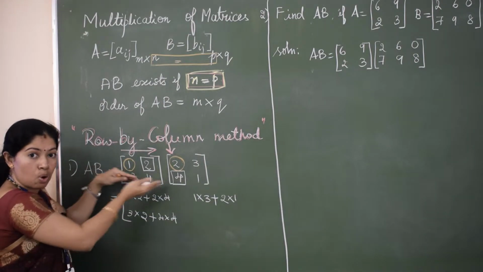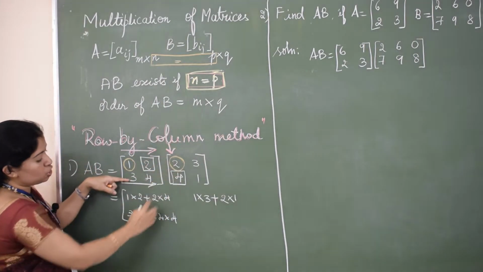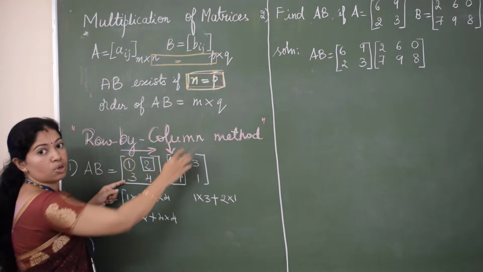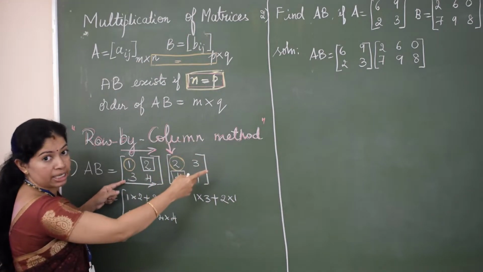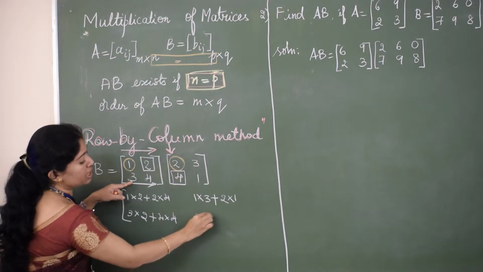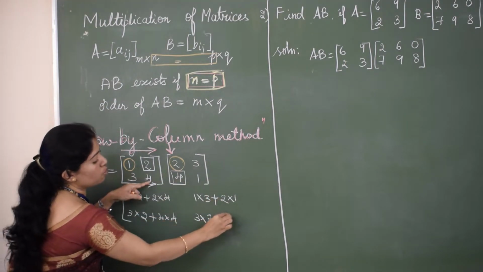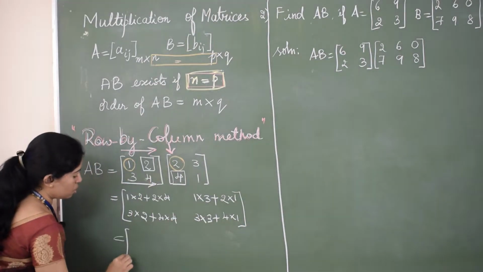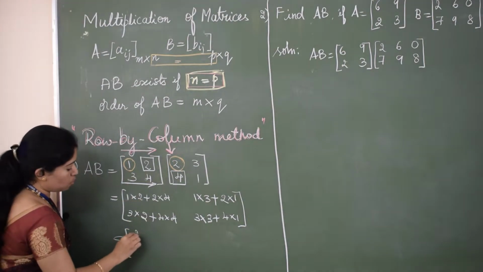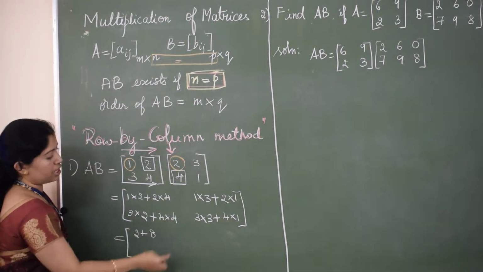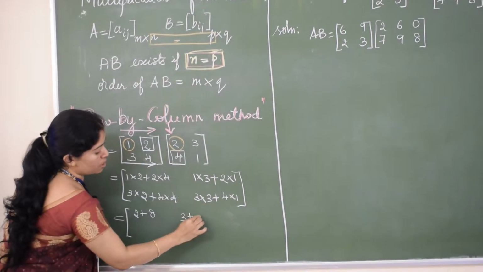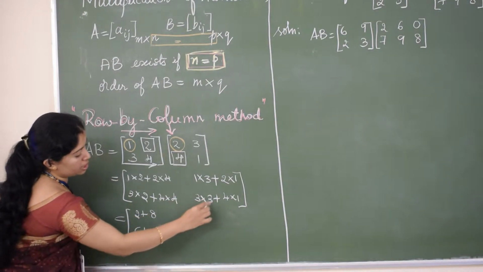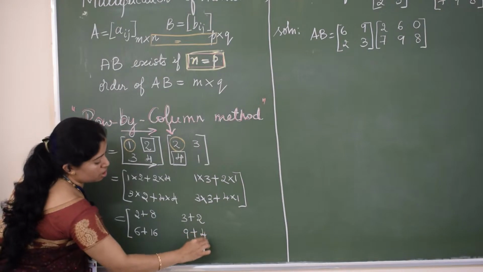Understood? Here we have to go row wise, here column wise. So 3 into 2 plus 4 into 4. Now coming to this, here second row, second column. Multiply the corresponding elements. So it is 3 into 3 plus 4 into 1. Next we need to simplify these. When you simplify, 1 into 2 is 2 plus 2 4s are 8. Here 3 1s are 3 plus 2 1s are 2. Here 3 2s are 6 plus 4 4s are 16. Here 3 3s are 9 plus 4 1s are 4.